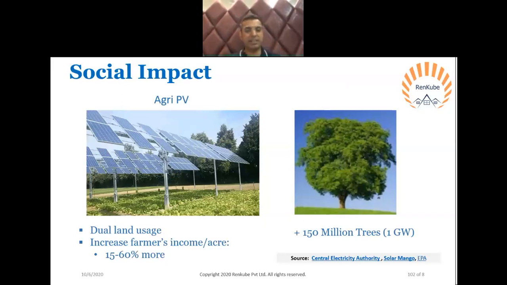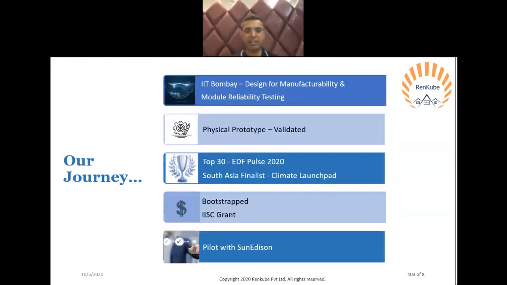So a farmer today can use the land for agricultural cultivation, and also give the land for solar developers to rent out and earn extra money. And so the farmers can increase the income per acre by 15 to 60% more. And also, because we generate extra power, there is the CO2 emission reduction. This translates to planting 150 million trees for a 1 gigawatt scale.